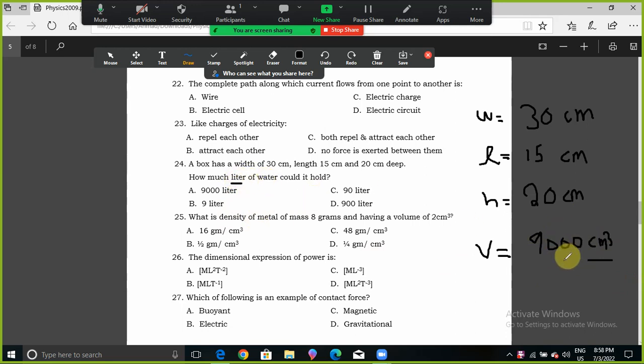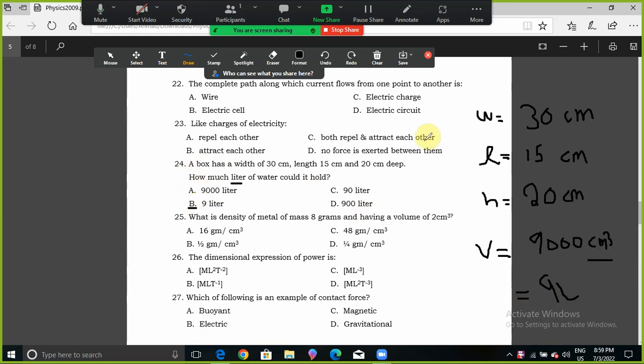So after dividing it by 1,000, the answer is 9 liter. So the answer for question number 24 is B.